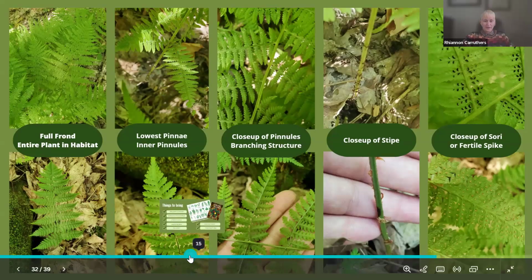So with those, we're looking at the ones that are the closest to the stipe, and are they longer than the ones that are above it? So this one looks longer than this one, which means that it is the intermediate wood fern and not the spinulose, or it's the evergreen wood fern.